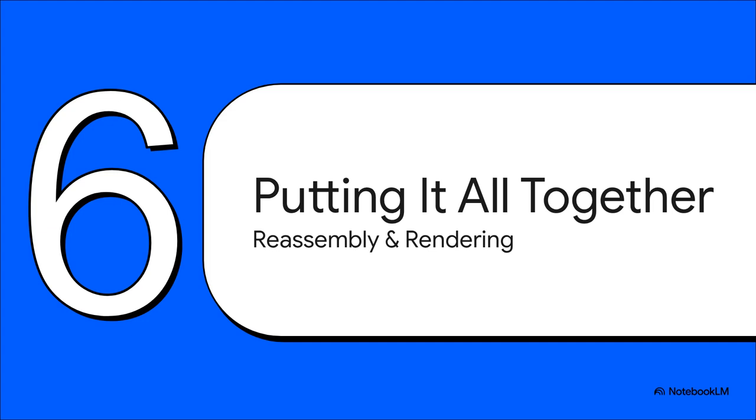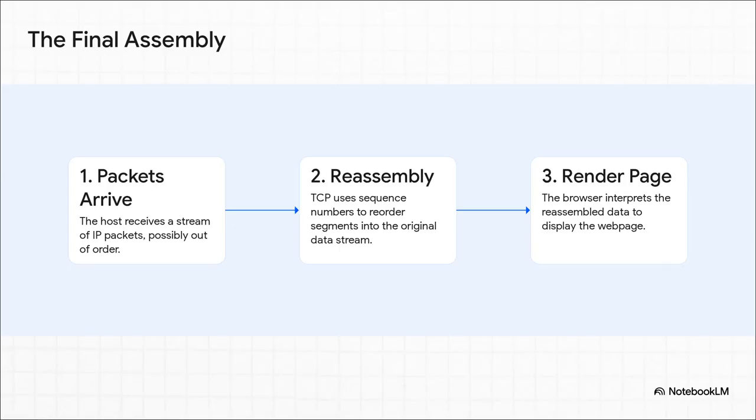Okay, the journey is almost over. After traveling across continents and under oceans, all in a fraction of a second, the packets have finally reached their destination, your computer. So now, your browser becomes the final assembly station. It's getting the stream of packets. And because they all took different routes, they're probably all out of order. But remember those sequence numbers? TCP uses them to put the puzzle back together perfectly, recreating the original web page data exactly as it was sent.